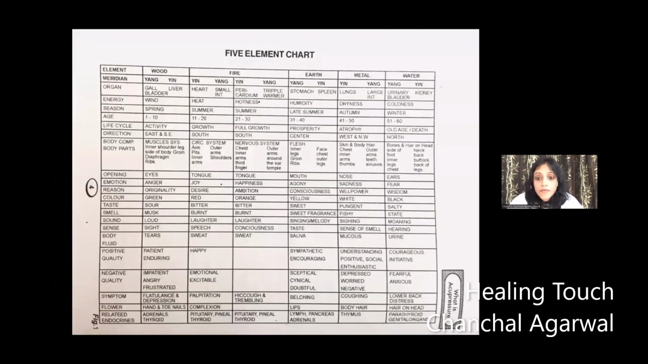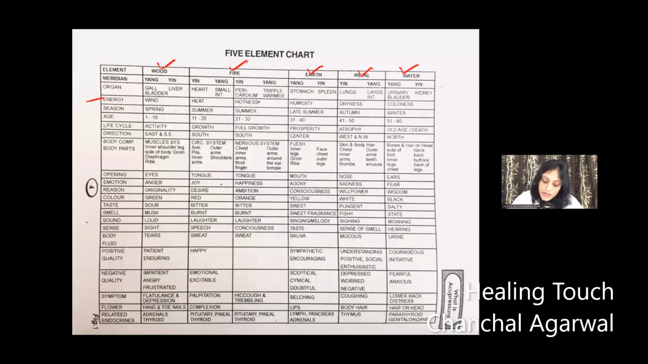This chart is very, very important. Okay. So here you can see that there are 5 elements: wood, fire, earth, metal, water, and their energies. This is the row for energy. Wood has the wind energy, fire has heat and hotness, earth has humidity, metal has dryness, and water has coolness.